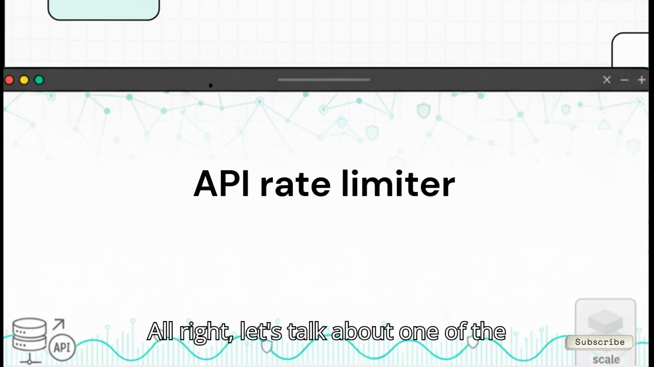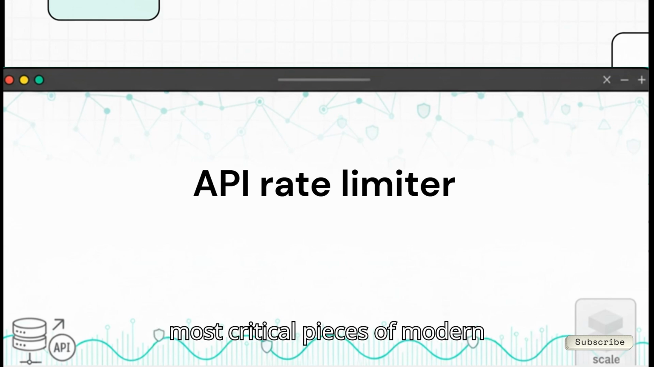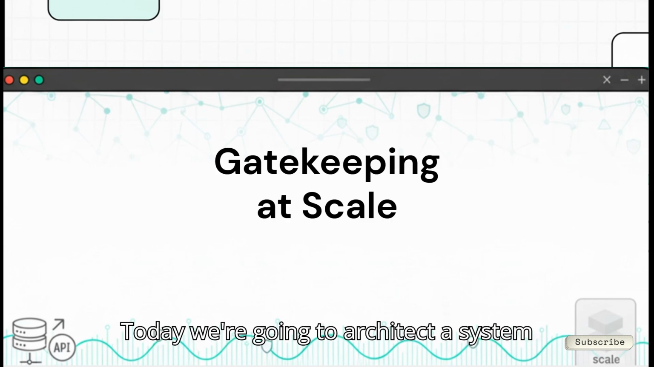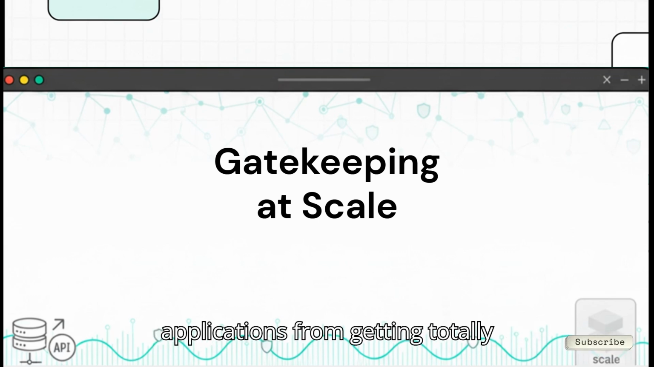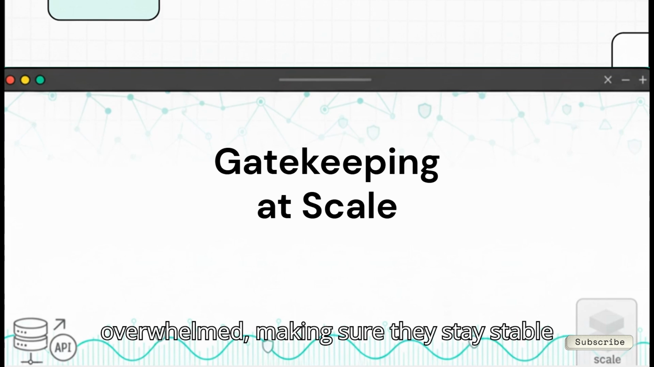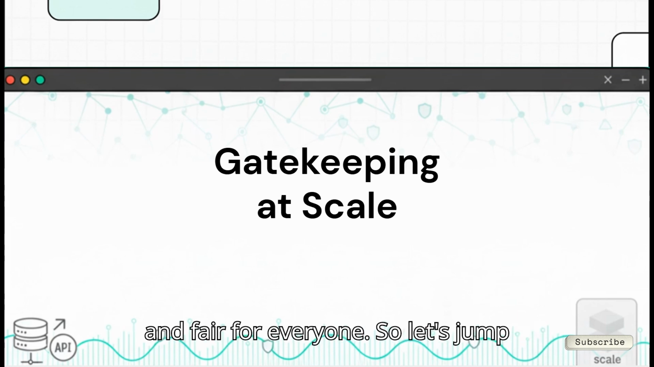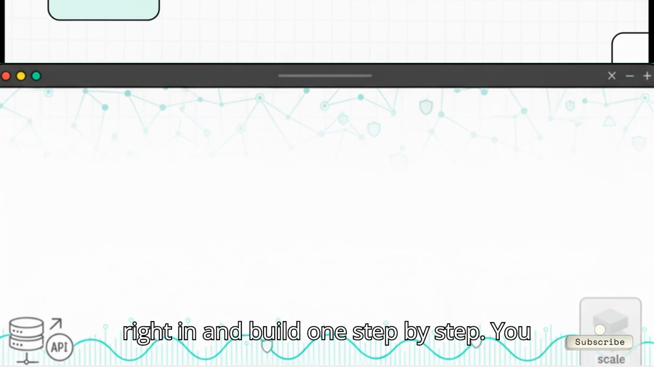All right, let's talk about one of the most critical pieces of modern infrastructure, the API rate limiter. Today, we're going to architect a system from the ground up, one that protects our applications from getting totally overwhelmed, making sure they stay stable and fair for everyone. So let's jump right in and build one step by step.